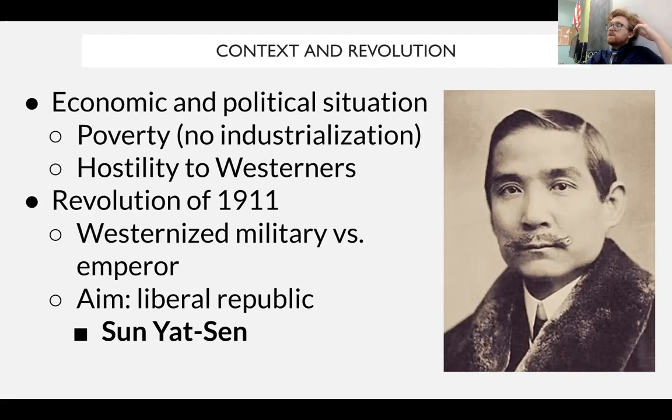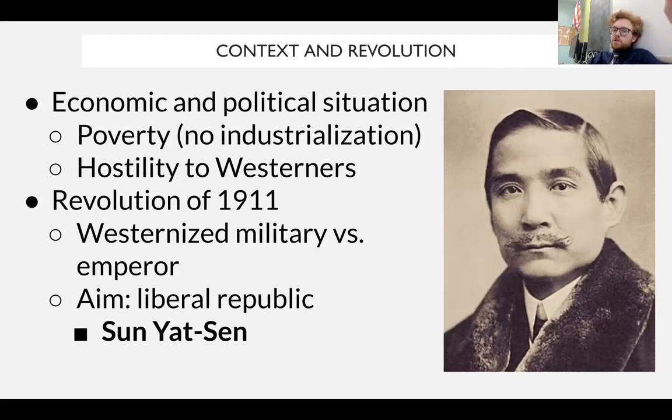So we are going to see this be a source of resentment, not only among China's peasants who don't want to be poor anymore, but also of the members of the middle class in China. They want a liberal-style democratic system that encourages capitalism and industrialization.